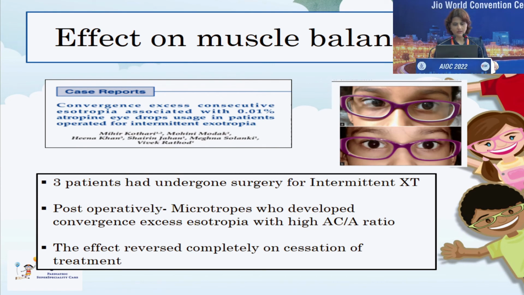Effect on the muscle balance. A convergence excess consecutive esotropia has been associated with 0.01% atropine drops. Again, this was reported by Dr. Mihir Kothari et al. in 3 patients who had undergone surgery for intermittent exotropia. A good result was obtained post-operatively, where they were microtropes. And on starting 0.01% atropine for myopia, they developed a convergence excess esotropia with high AC/A ratio. However, the good part was that the effect reversed completely on cessation of treatment.